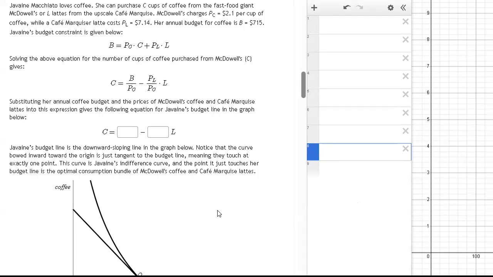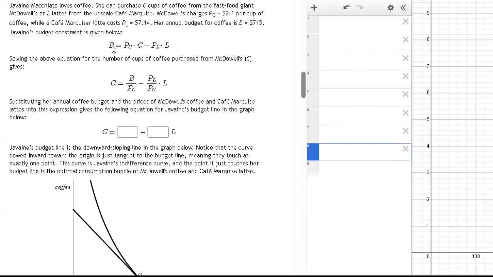Javane Macchiato loves coffee. She can purchase C cups of coffee from the fast food giant McDowell's or L lattes from the upscale Cafe Marquis. McDowell's charges $2.10 per cup of coffee, while a Cafe Marquis latte costs $7.14. Her annual budget for coffee is $715. Her budget constraint is given below.